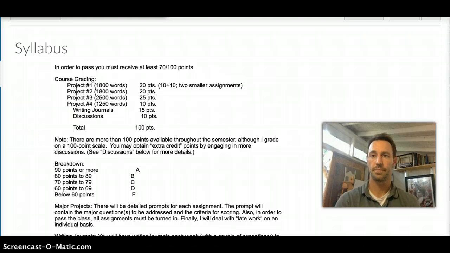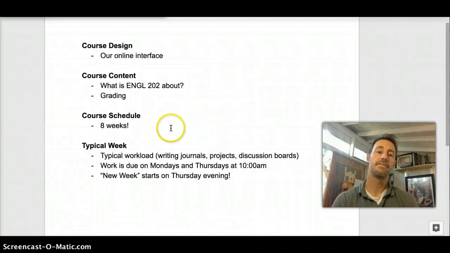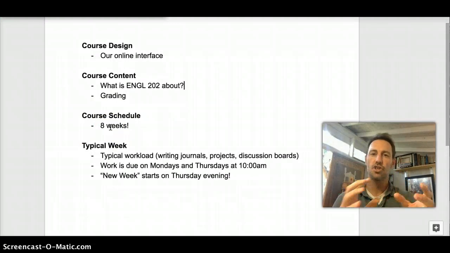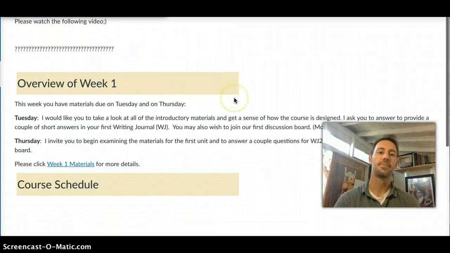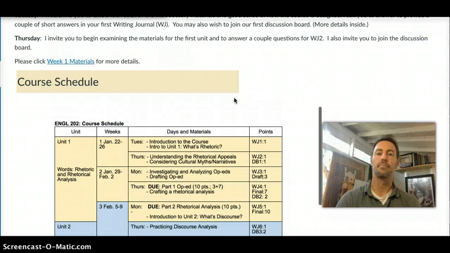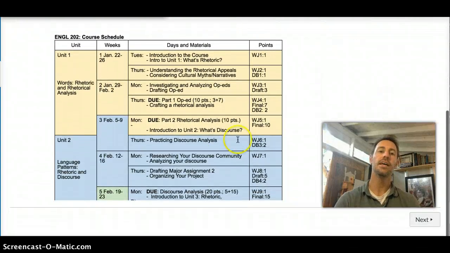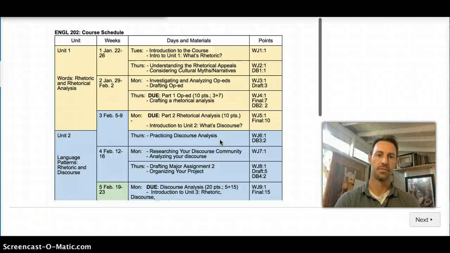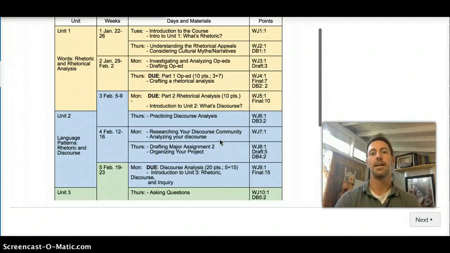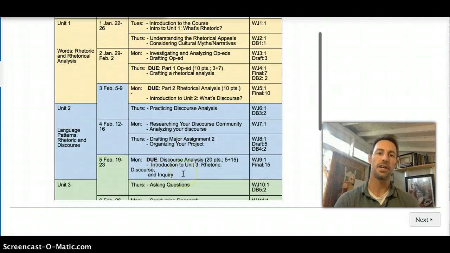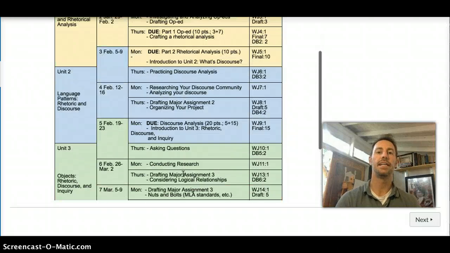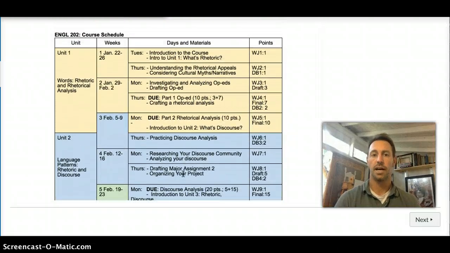Now, of course, we're doing all of this stuff in 8 weeks. And so I want to address the course schedule and what a typical week looks like. And to do that, let's go back to our landing pad, to our homepage, and take a look at this schedule. You can see that I've color-coded it. And so here are those 4 major projects, yellow, blue, green, and red, that we'll be doing throughout the course. And you can see how much time is devoted to each of those projects.